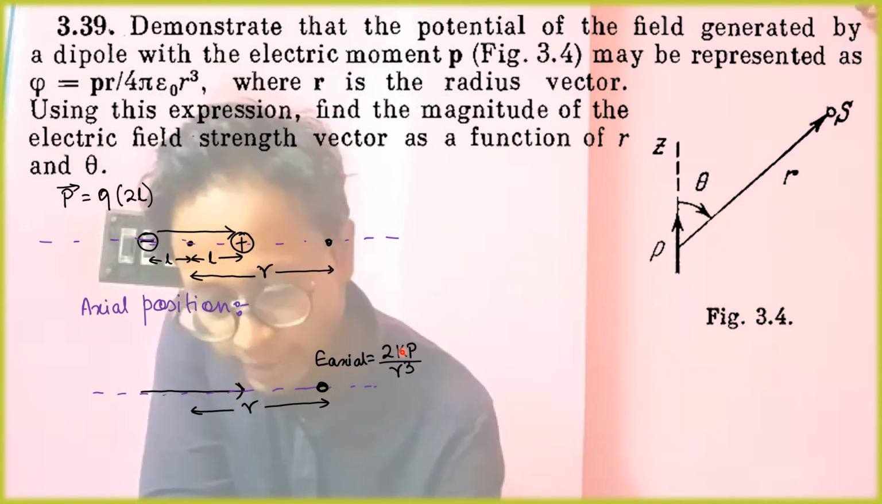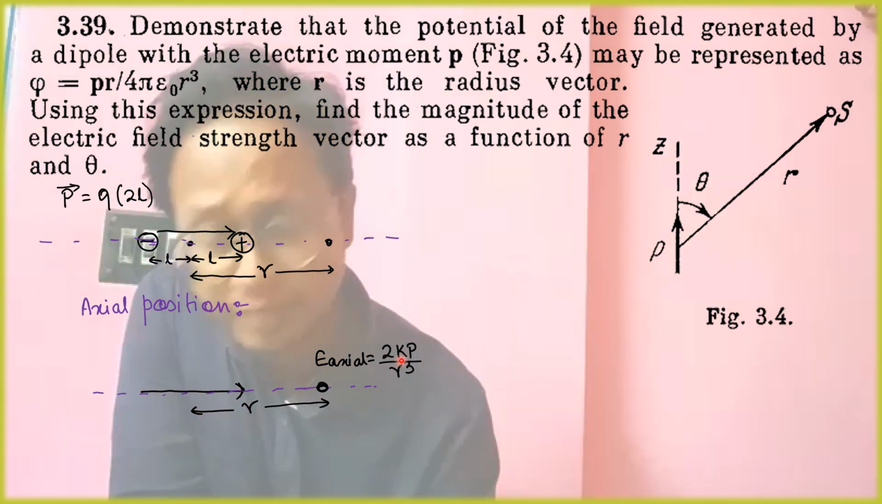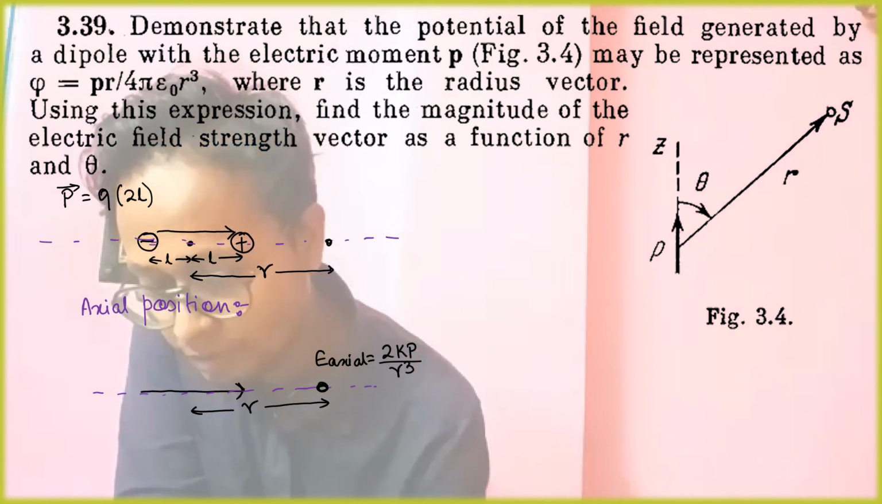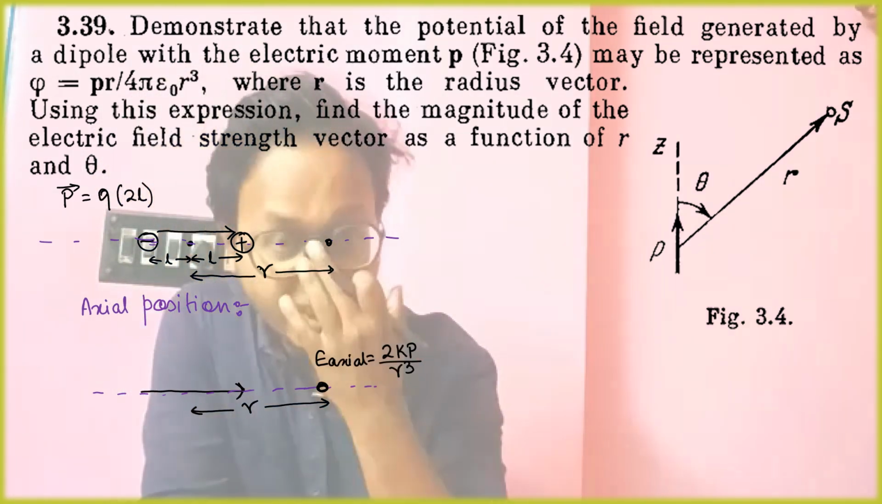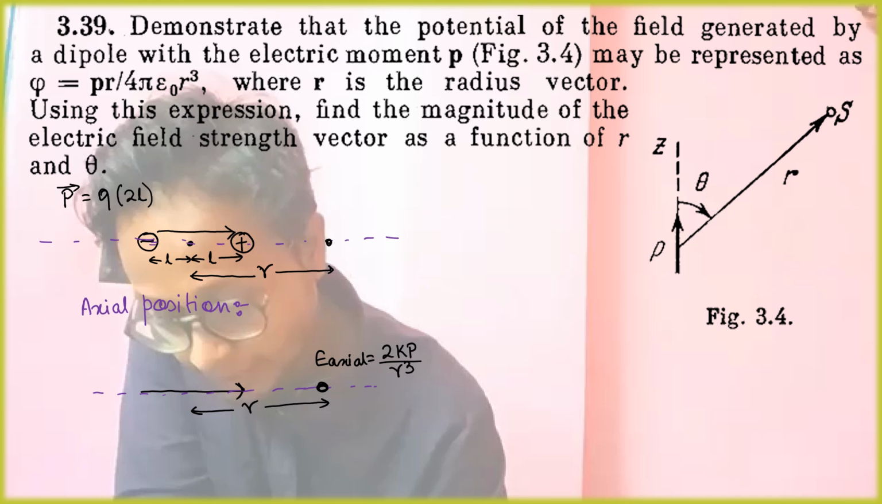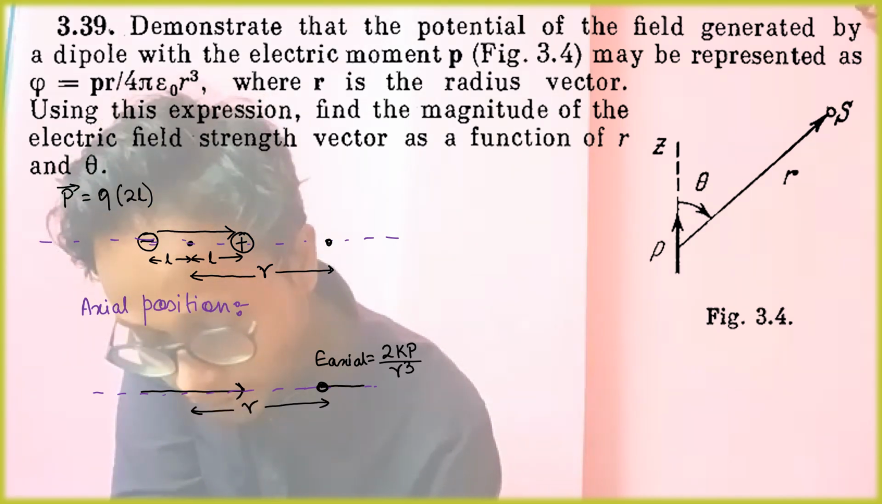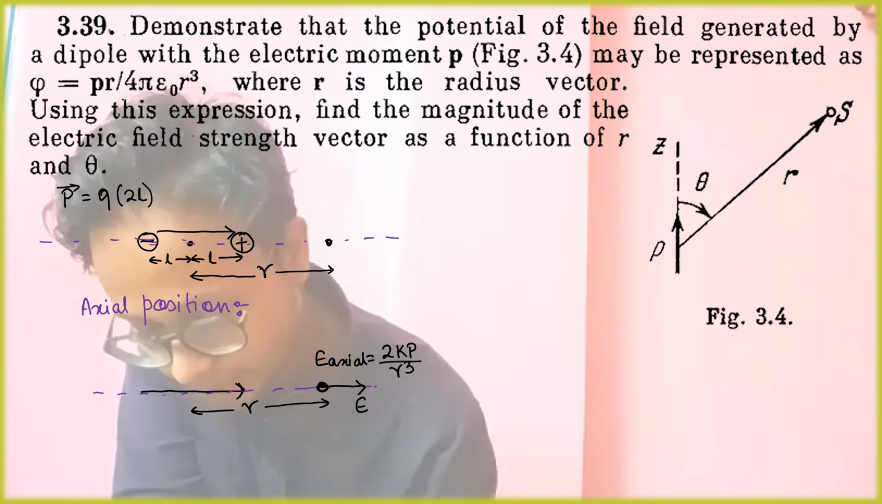Understood? k is nothing but 1 by 4 pi epsilon naught. p is nothing but q into 2l. The second thing you have to remember is that the direction of the electric field at axial position will always be along the dipole. E axial.